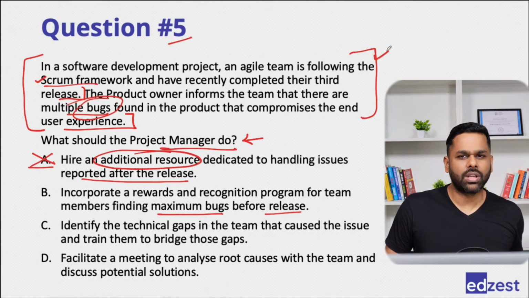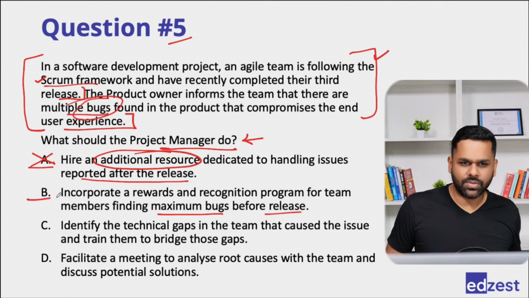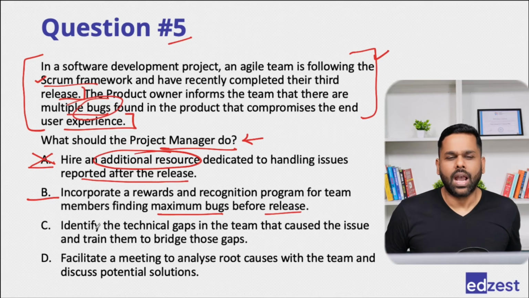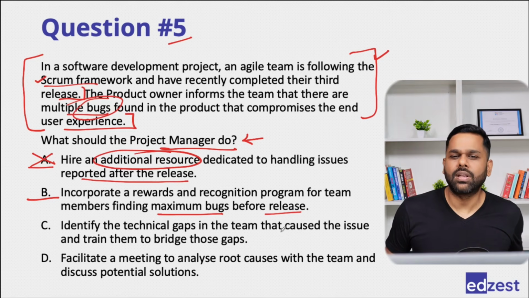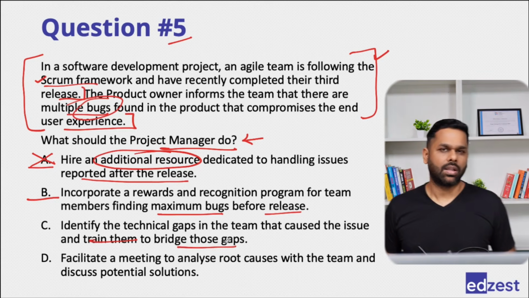As of now, we also need to solve the problem. We also need to correct the problem. So as such, we cannot eliminate it because it is helpful. So we'll keep it. Then we go to C. Identify the technical gaps in the team that cause the issue and train them to bridge those gaps.